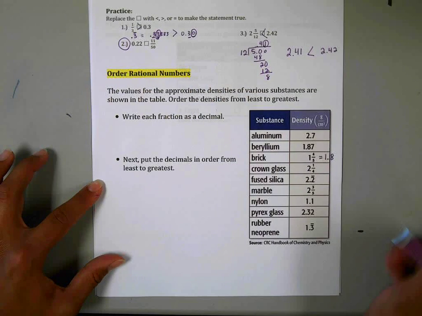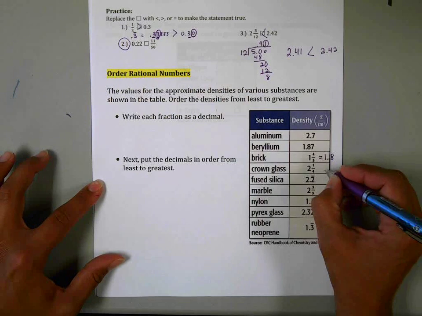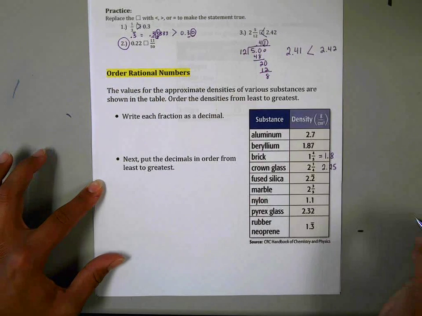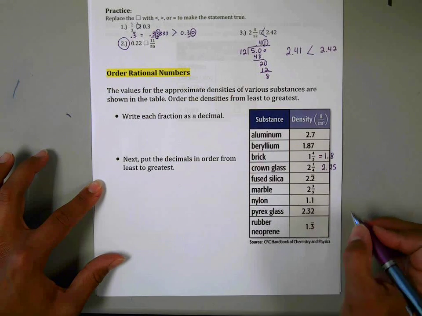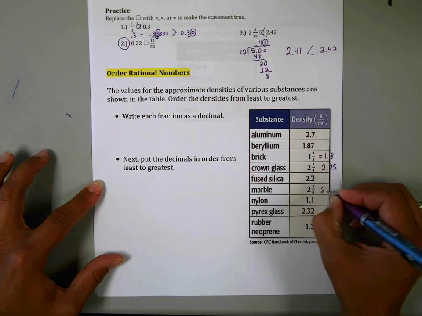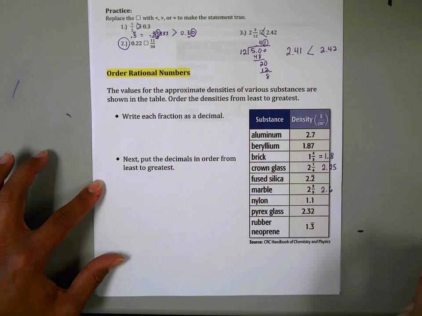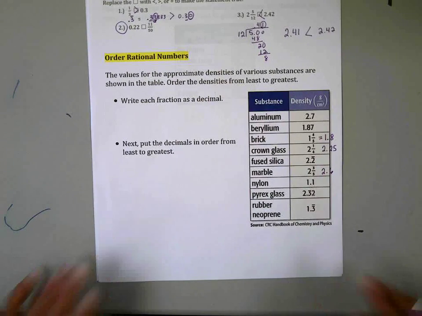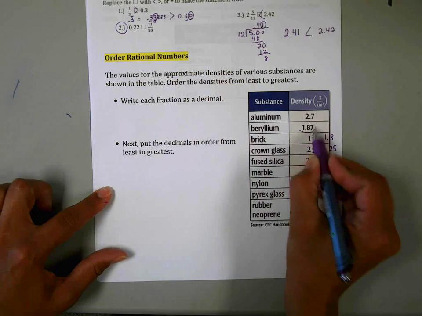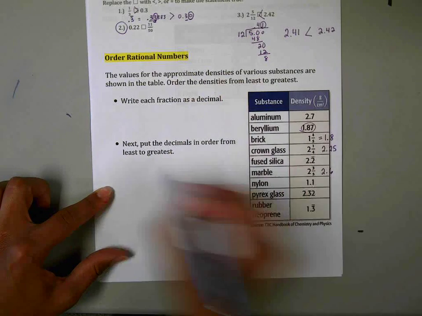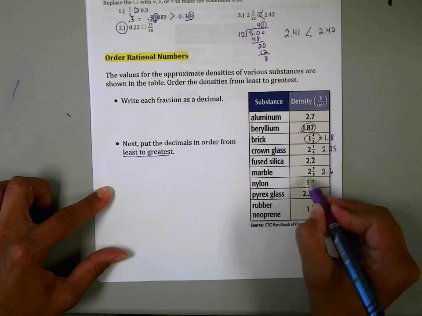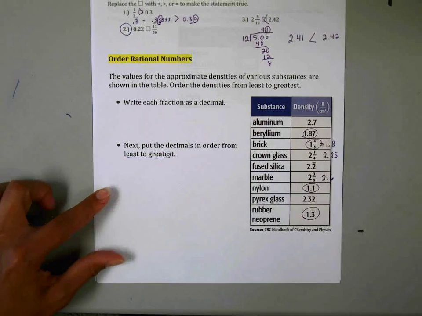I know that 1/4 is 0.25, so I have 2.25. 3/5 is 6/10, so 2.6. And then the rest are already decimals. So now we need to compare. So I'm actually going to look at the ones first because we're going from least to greatest. So I'm going to go ahead and look at all of the ones.